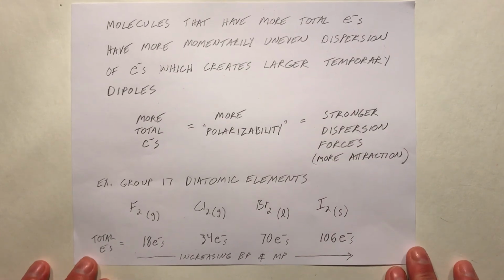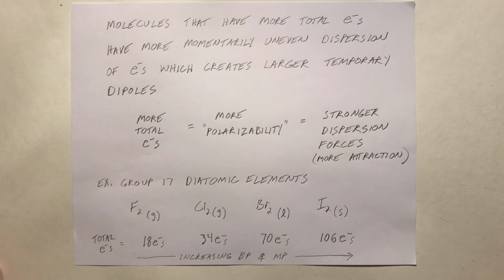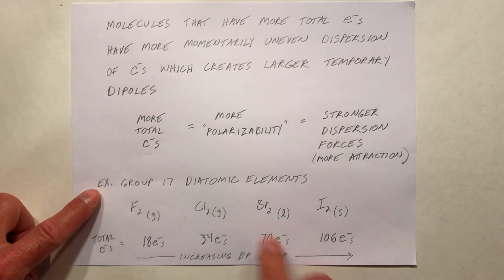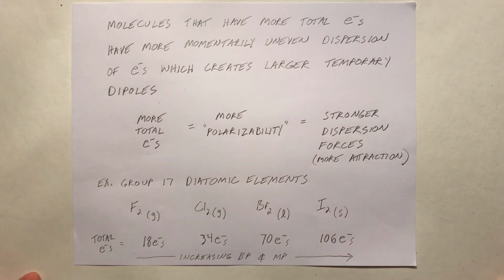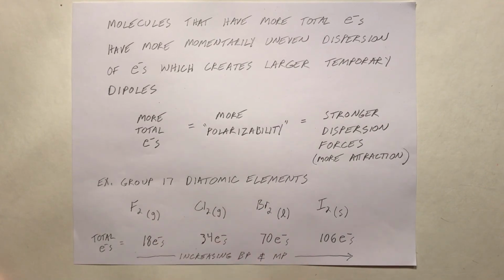Now this helped to clear up a mystery that existed for some time with the group 17 elements that form diatomic molecules. We call these diatomic elements. So in group 17, we have fluorine at the top of the group, chlorine below that, then bromine, then iodine. And they all form two atom molecules, F2, Cl2, Br2, and I2. And the mystery was, how come fluorine and chlorine are gas at room temperature, but bromine's a liquid at room temperature and iodine is a solid at room temperature?